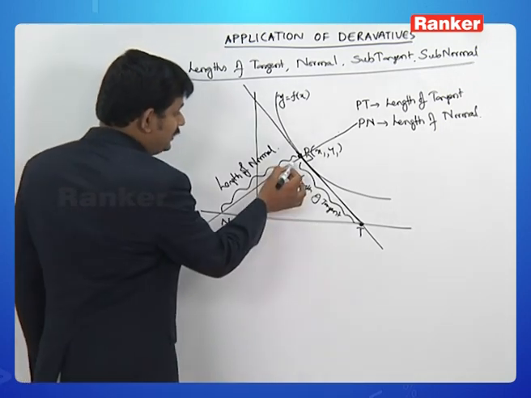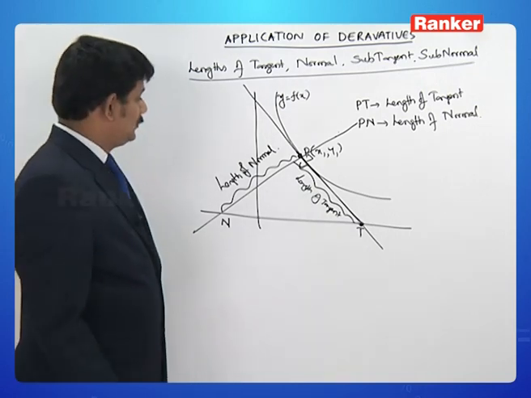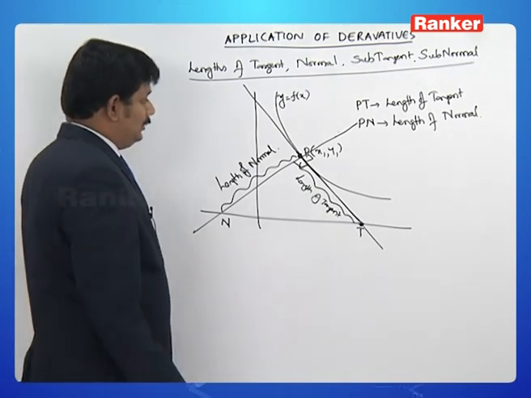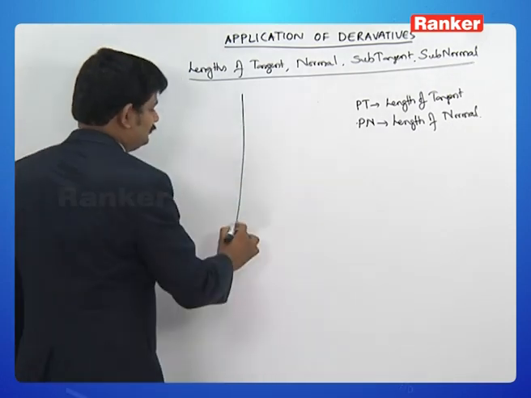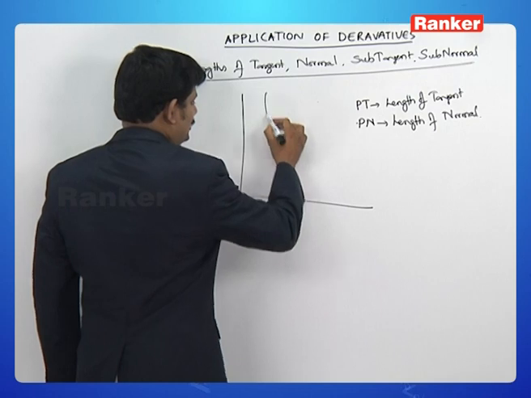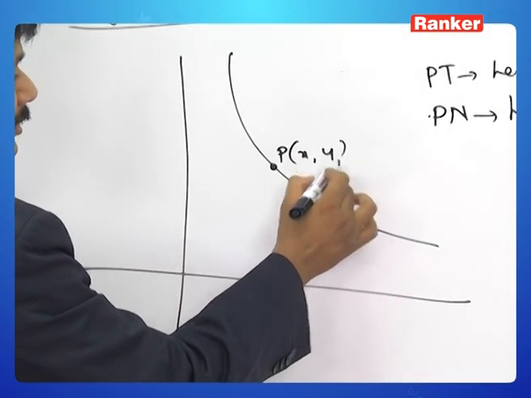And we know this triangle, it is a right angled triangle. Then let us see what is subtangent and subnormal. Take a curve. Let our discussion be at the point x1 comma y1 on the curve.